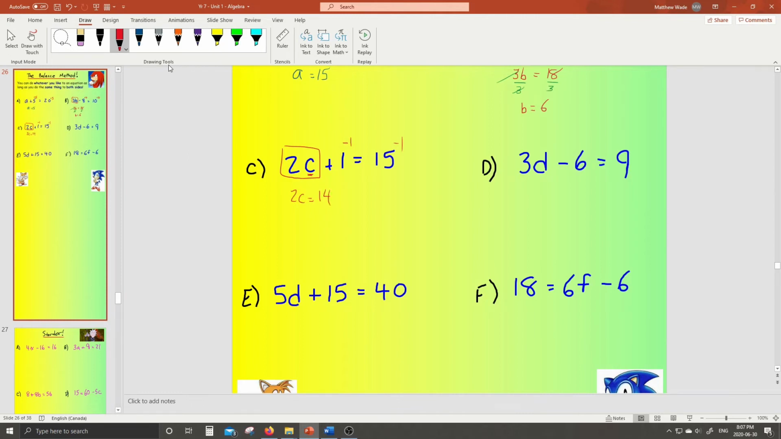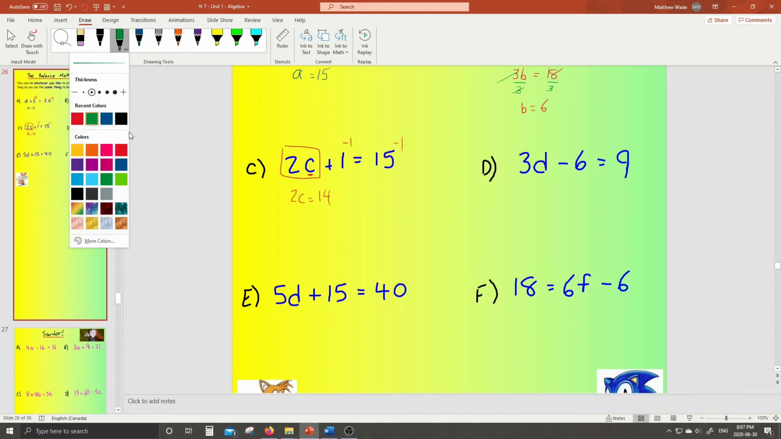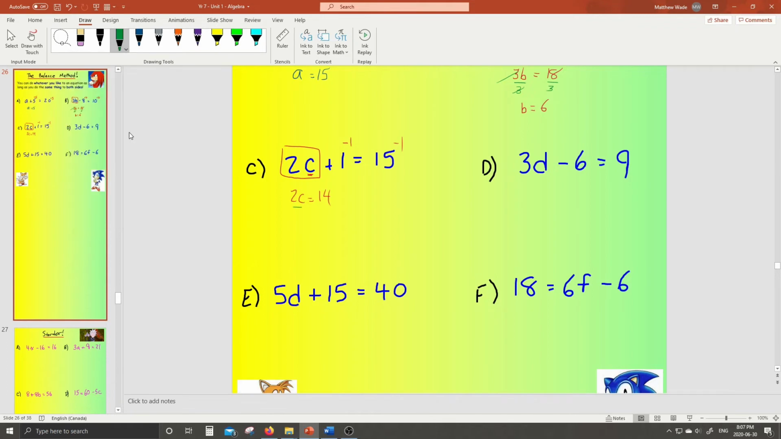Now I like to skip this step. 2 lots of what makes 14? Well, the answer is 7. But if you didn't want to skip that step, check this out. Here we go. Start off by dividing both sides by 2 because the c is attached to the 2 by multiplication. So we'll divide by 2, cancel, cancel, and you'll just be left with c equals 14 divided by 2, which is 7. And that is our answer.